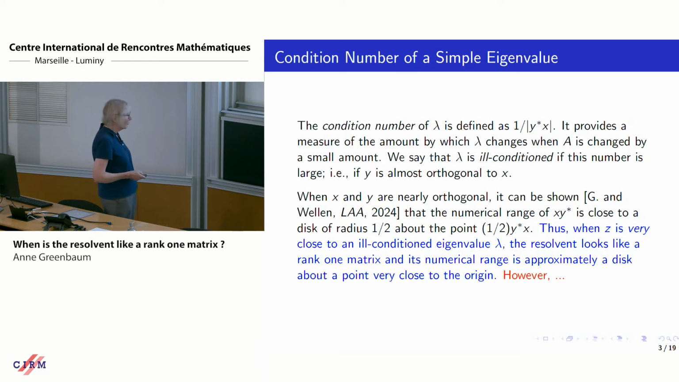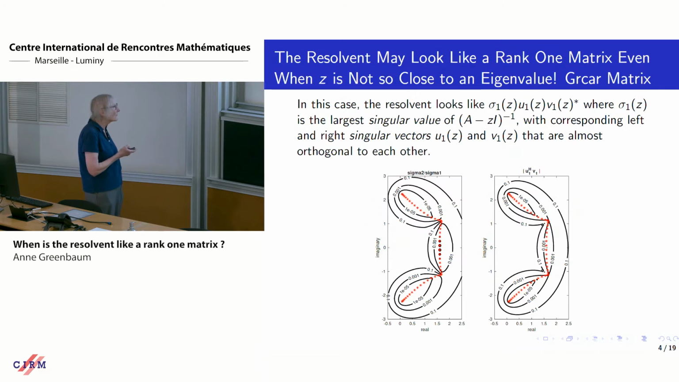That is, the numerical range, or the field of values, which we heard about before, of x y star is close to a disk of radius 1/2, about not exactly the origin, but a point very close to the origin, 1/2 y star x. So when z is very close to an ill-conditioned eigenvalue lambda, the resolvent looks like a rank 1 matrix, and its numerical range is approximately a disk, about a point very close to the origin. That's one case in which the resolvent looks like a rank 1 matrix.